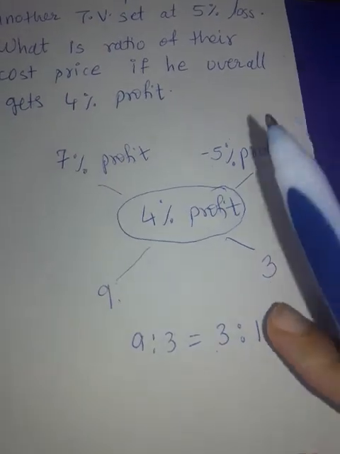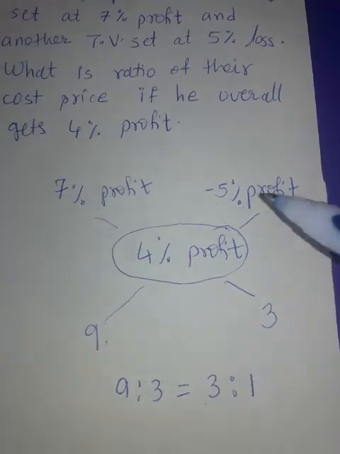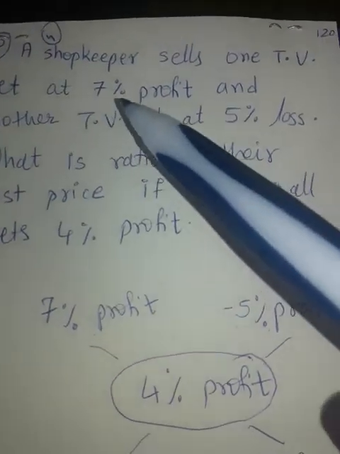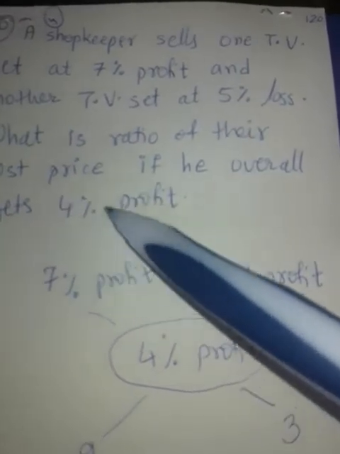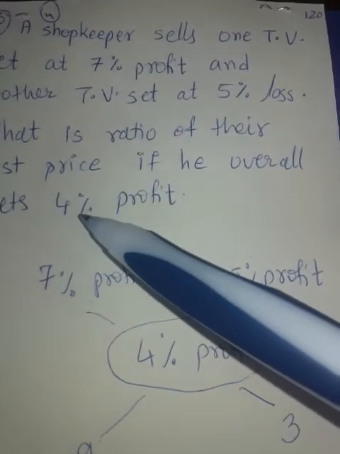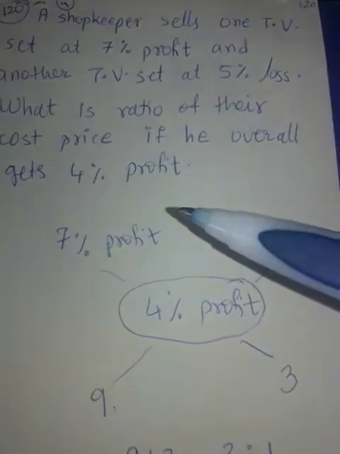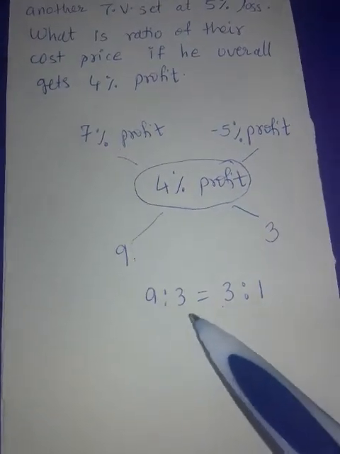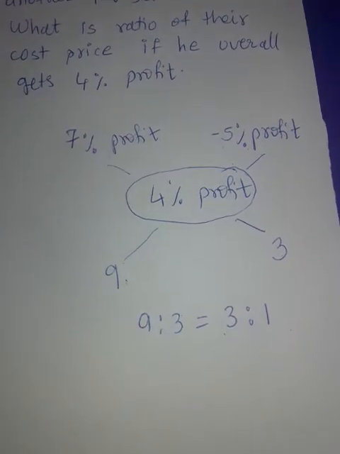See, it took only 2 seconds and you don't have to write all these things in exams. In exam what you can do, you can see here this is 7 and this is -5, middle quantity is 4, 7 minus 4 is 3, 4 minus 5 is 9. So your answer is ready. You get it, 9 and 3, it's ready, 3:1 in just 2 seconds.